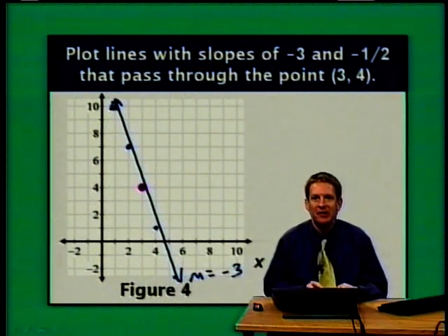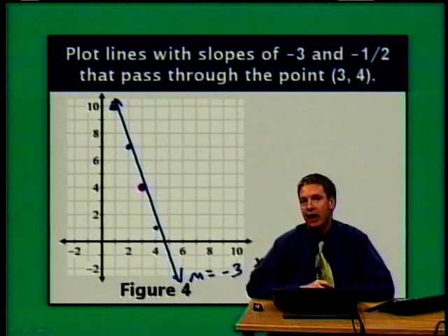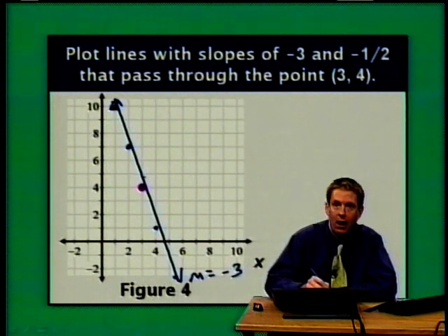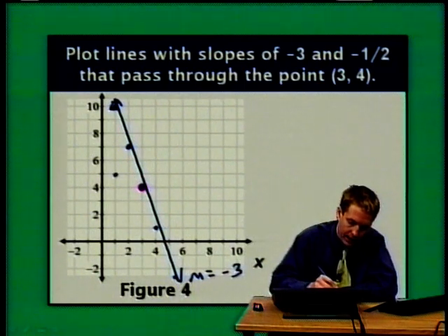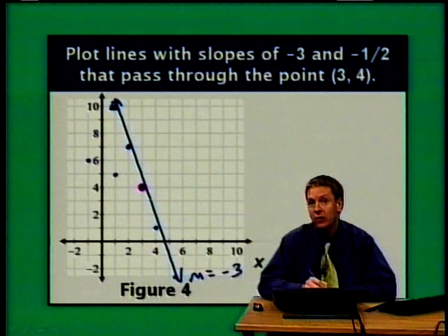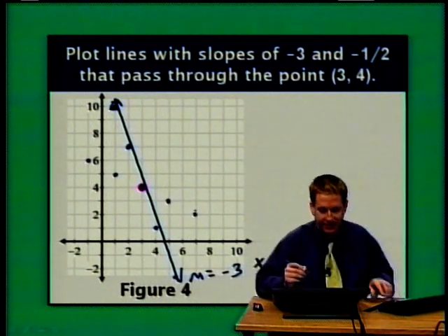Let's draw a line with a slope of negative 1/2. Negative 1/2, let's see, we could do positive 1 over negative 2. A rise of positive 1, that's up 1. A run of negative 2, that's left 2. Up 1, left 2. Let's go back to our starting point. We also could have done negative 1 over positive 2. That's down 1, right 2. Down 1, right 2.